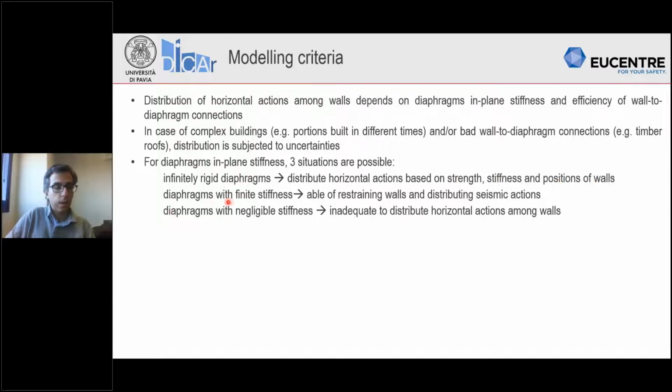If the diaphragms have a finite stiffness, these diaphragms are able to restrain walls, and also in this case, they are able to distribute seismic actions. On the opposite side, if the diaphragms are characterized by negligible stiffness, they are not adequate to distribute horizontal actions among the walls.